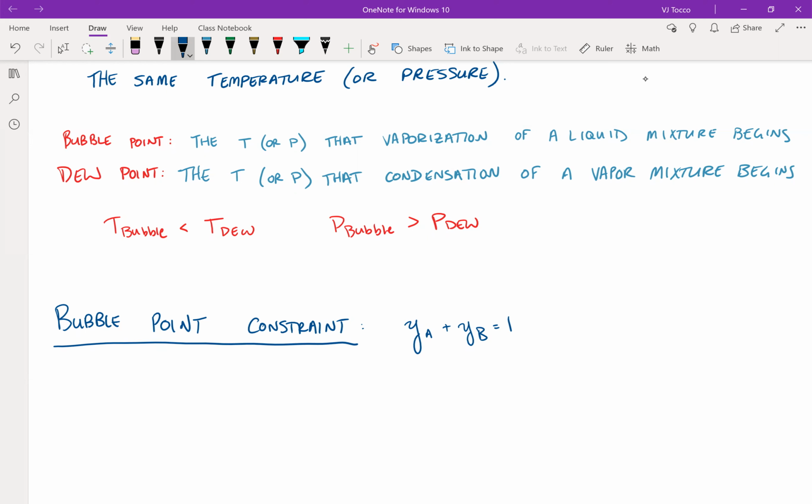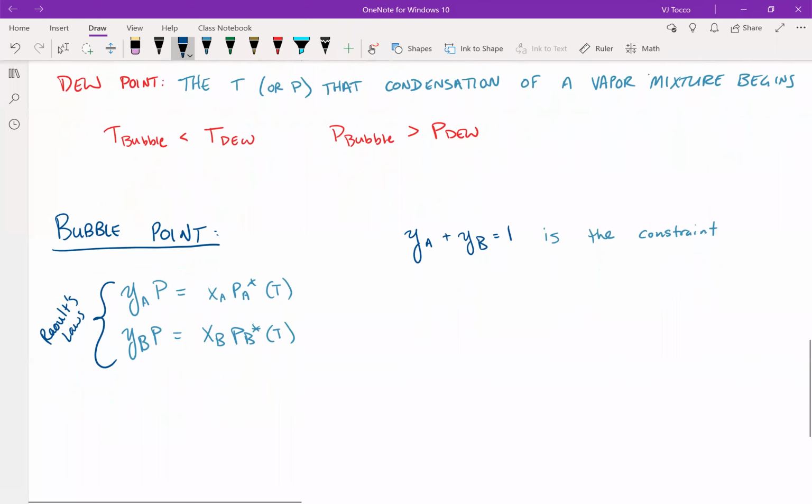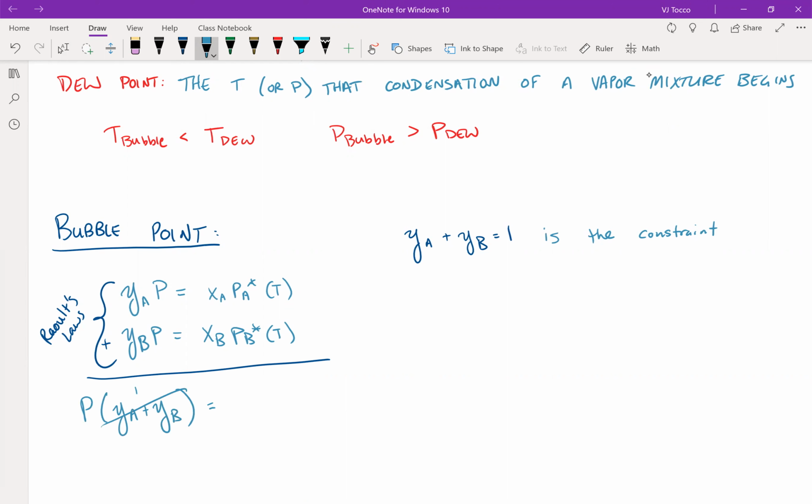So I'm going to write my two Raoult's laws for components A and B, that would be YA times P. So here are my two Raoult's laws. And I'm going to combine them by adding them together and then using the fact that YA plus YB must equal 1 as being my constraint. So if I add these two, the P will factor out, right? So P factors out YA plus YB. This is where it's useful to say this is equal to 1, is equal to XA PA star of T plus XB PB star of T.